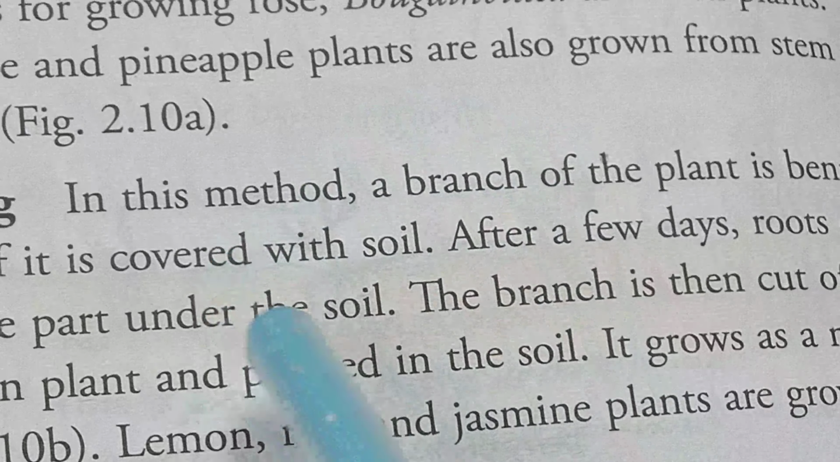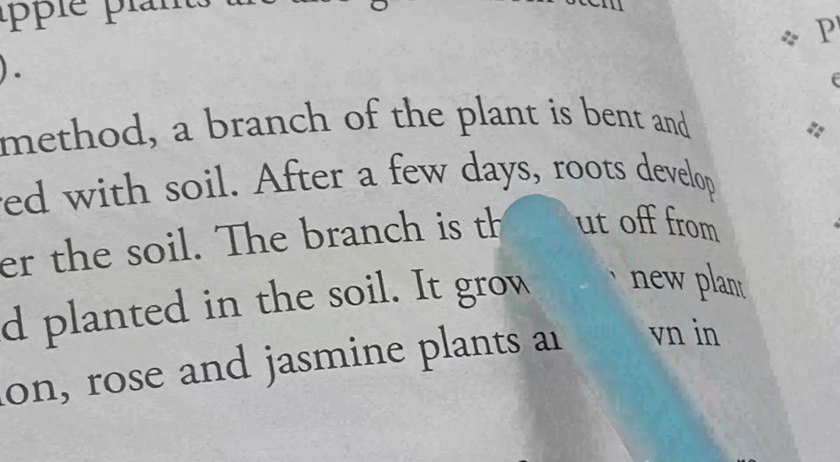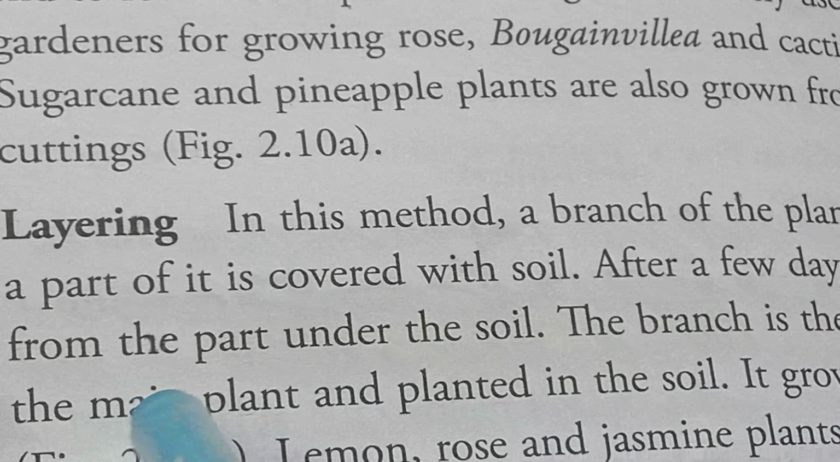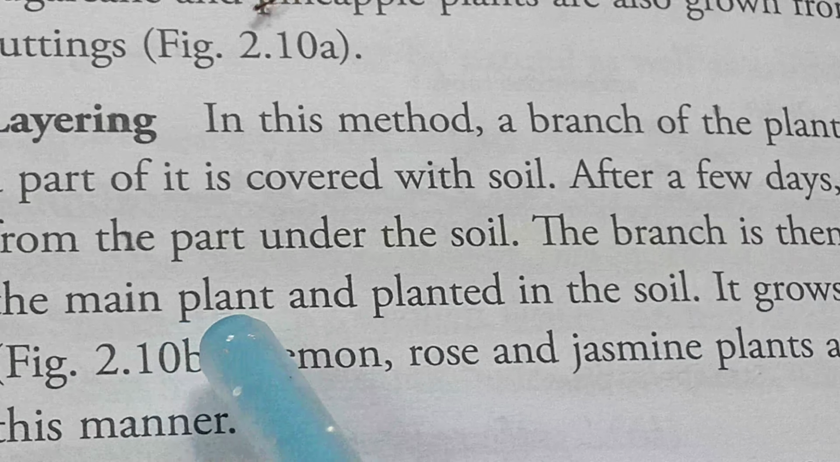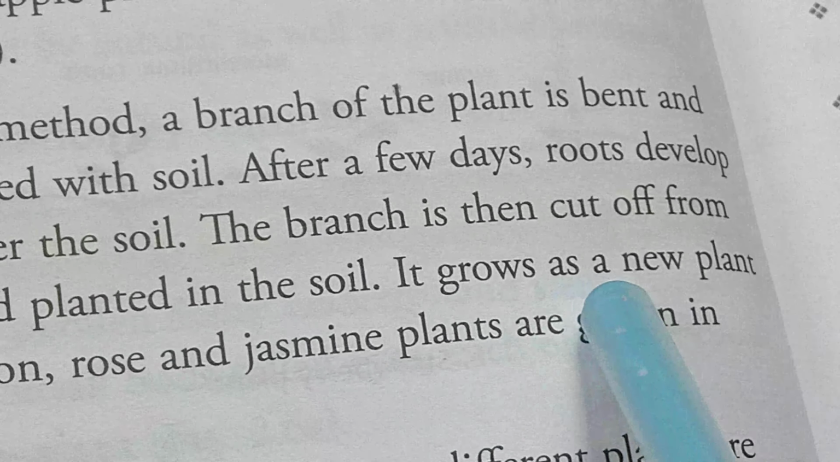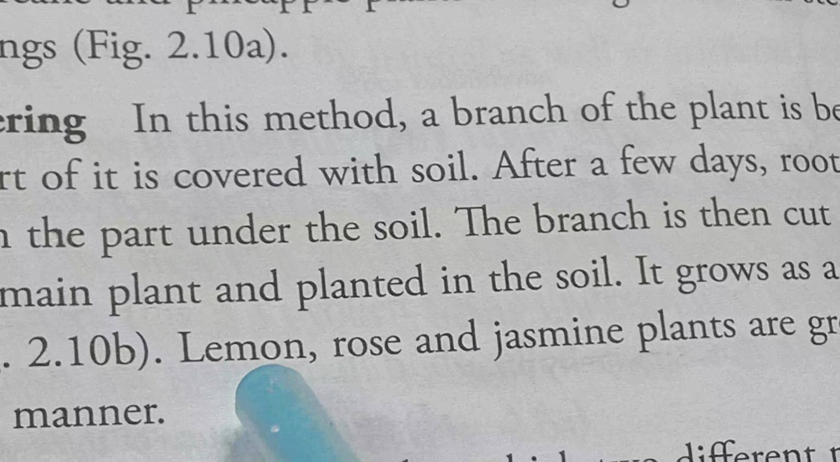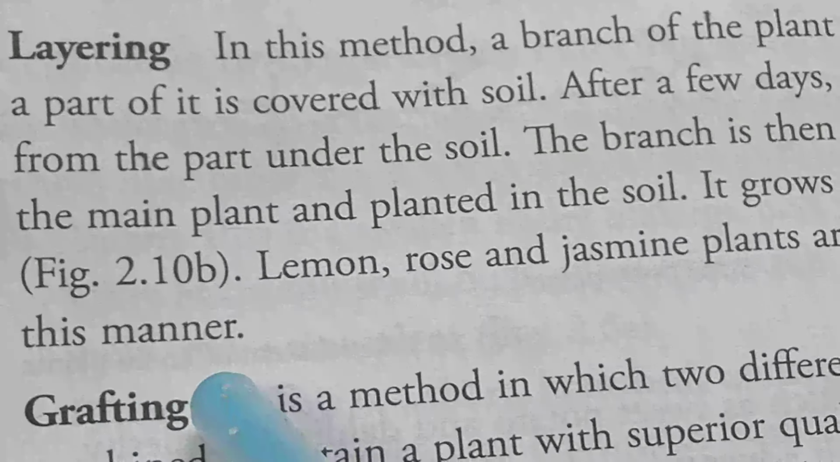मतलब जो पार्ट ऑलरेडी अंडर सॉइल के मतलब अंदर कवर्ड है वहां से आफ्टर फ्यू डेज रूट डेवलप्स. The branch is then cut off from the main plant and planted in the soil. It grows as a new plant like lemon, rose, jasmine. Plants are grown in this manner.